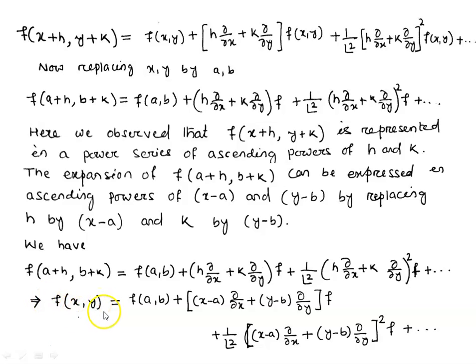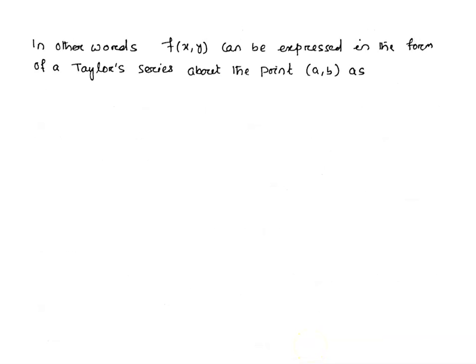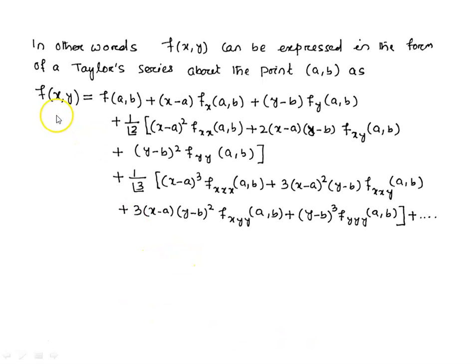So f(x,y) is nothing but f(a,b) plus, since we have replaced h by x minus a, we have (x−a) ∂/∂x + (y−b) ∂/∂y of f plus 1 by factorial 2 ((x−a) ∂/∂x + (y−b) ∂/∂y)² of f, like this. So here we'll get an expression which is a power series expansion in the ascending powers of x minus a and y minus b. In other words, this f(x,y) can be expressed in the form of a Taylor series about a point (a,b) as this. f(x,y) can be written in this way.